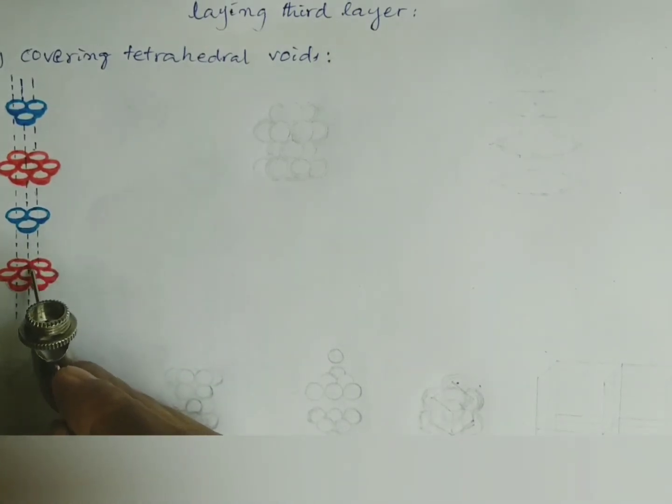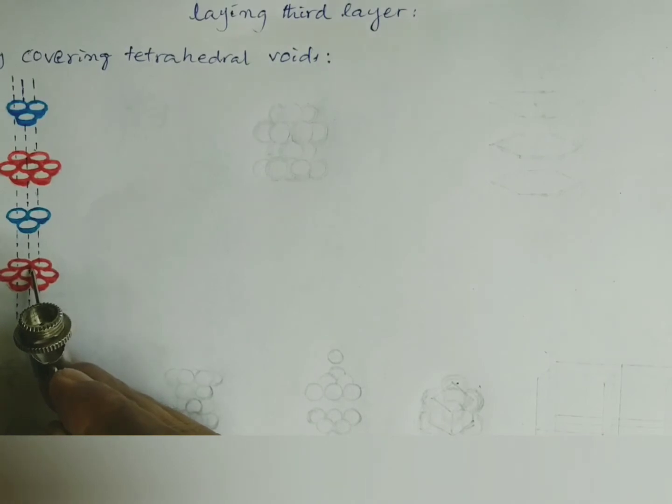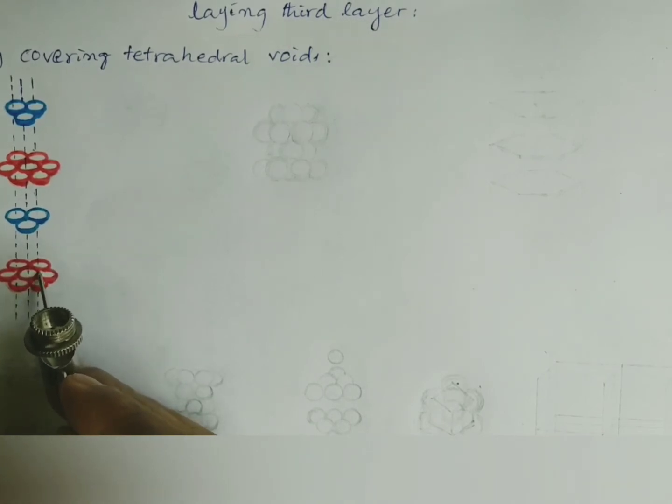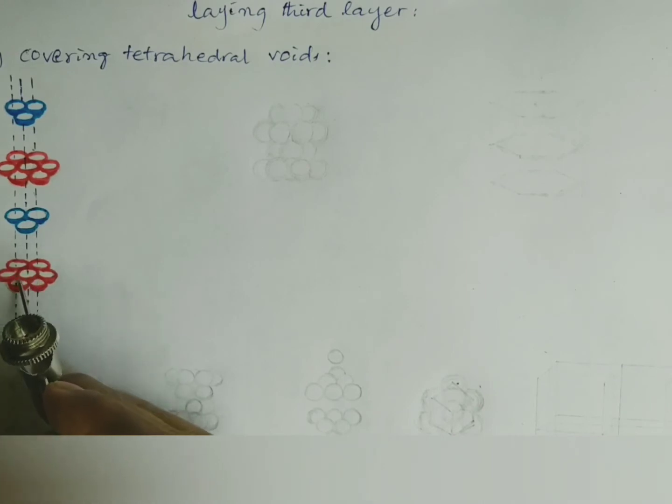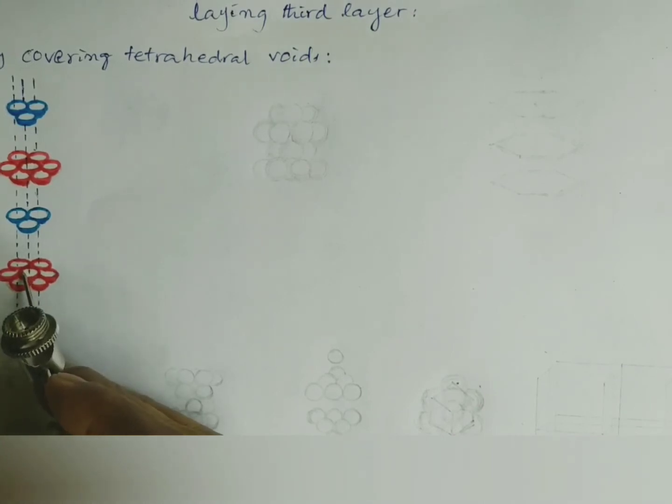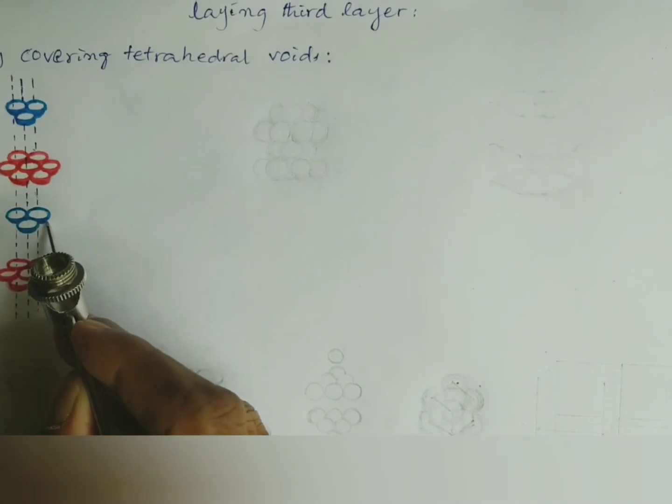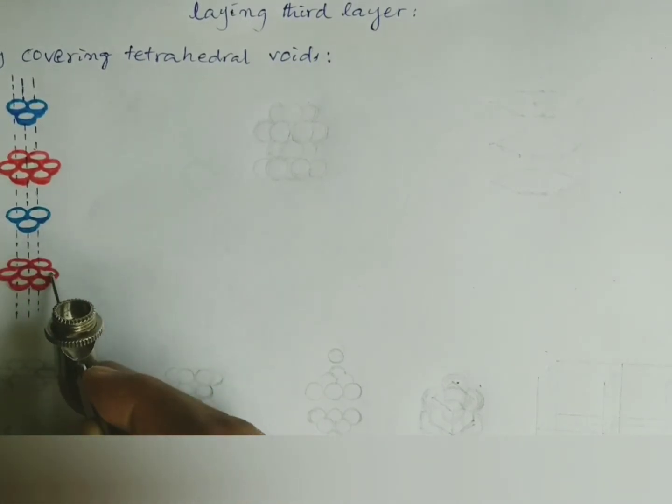Three atoms make one triangular void. So these three atoms make another triangular void like this. So this atom is surrounded by triangular voids. Now the second layer of atoms are laid in the alternate triangular voids created by the first layer of atoms.